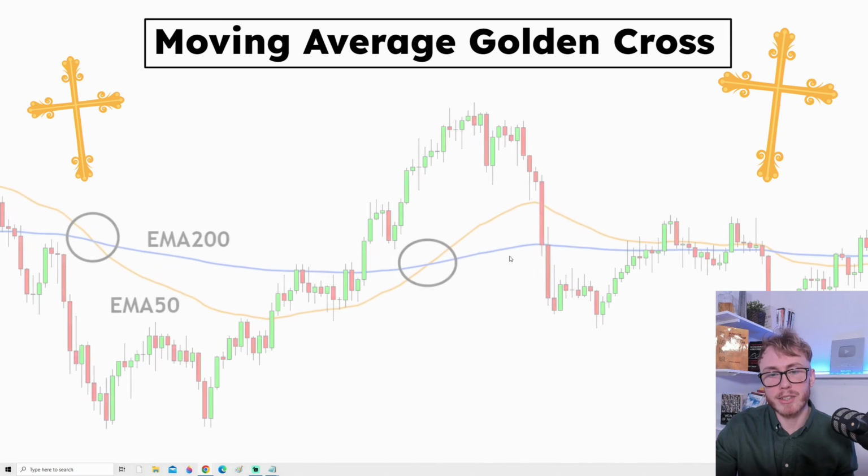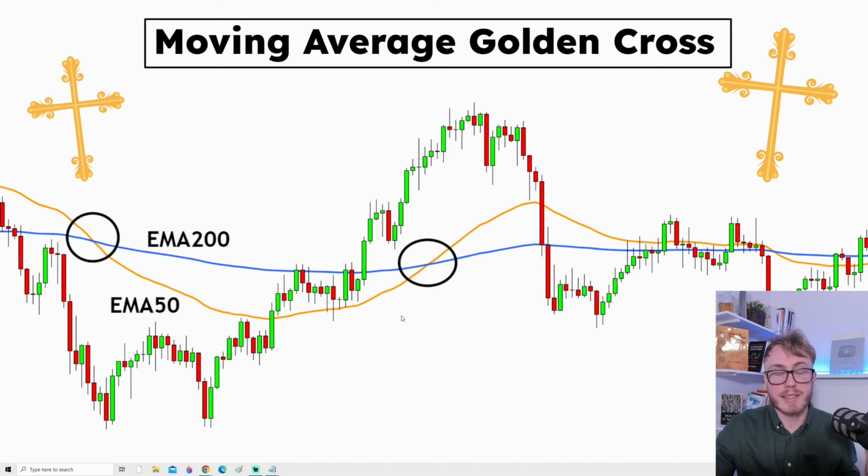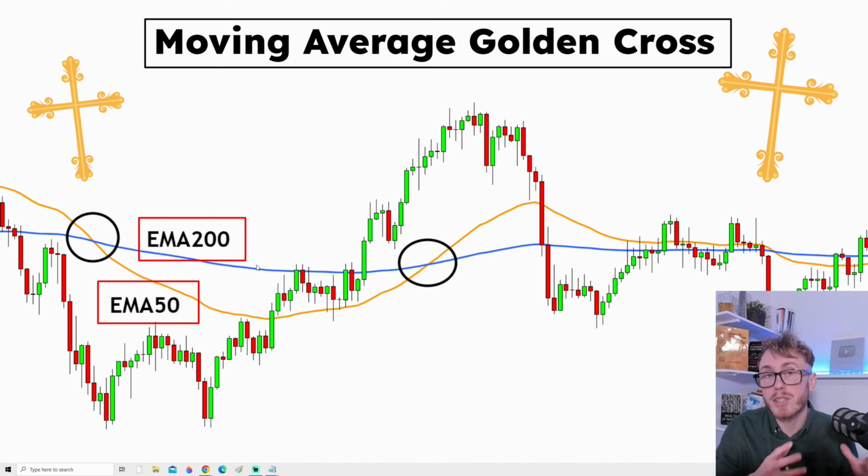Well, let's take a look here. So first of all, what is a golden cross? Well, once again, to find a golden cross, we need to add 2 moving averages to the chart. We need to have one sort of fast moving average. The most common value here is 50. And we need to have one slow moving average. And the most common value here is 200, but you can use other values as well.